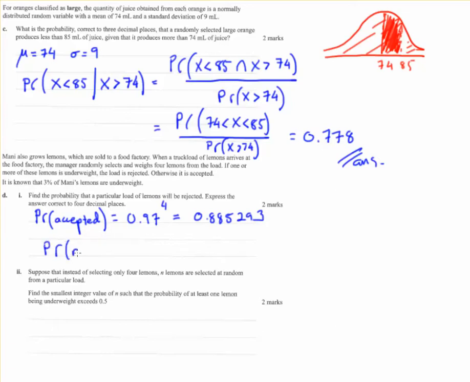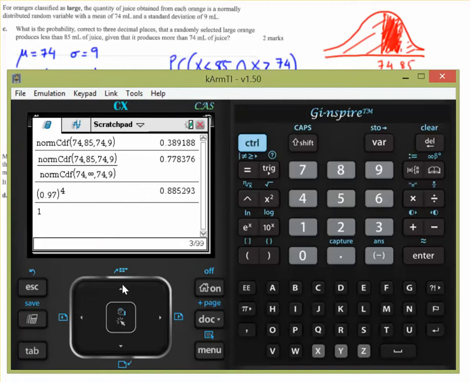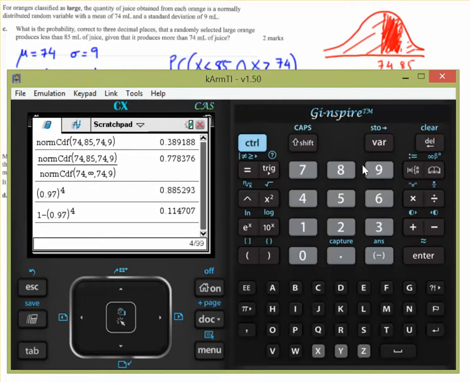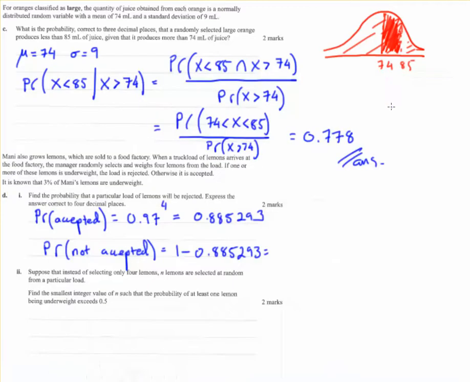So the probability of a batch not being accepted is the complement, 1 minus 0.885293, and we want it to 4 decimal places. That quantity is 0.1147. So there's about a 10% chance that the manager will reject the load.